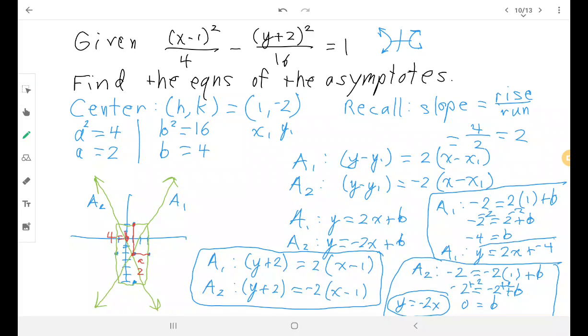Okay? So there's all the ways that you could write the equations of those asymptotes. I hope that helps in finding the equations of the asymptotes. I'll let you look at that for a moment. And then we'll move on.